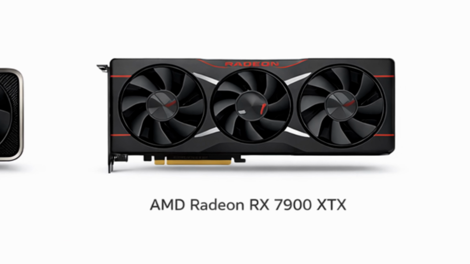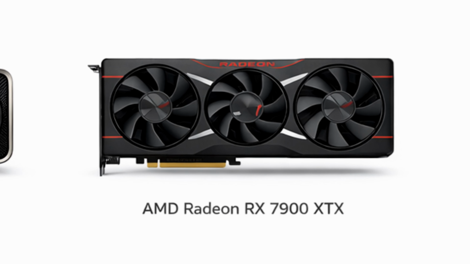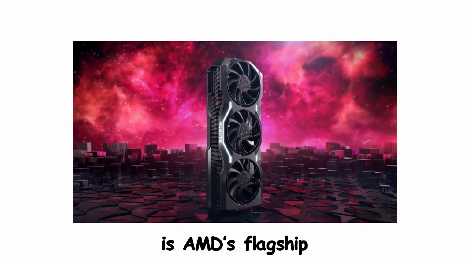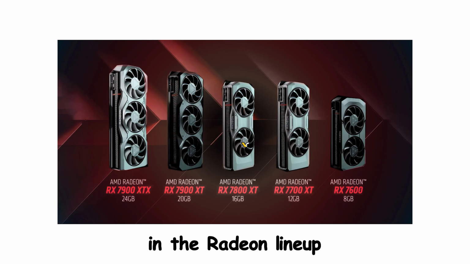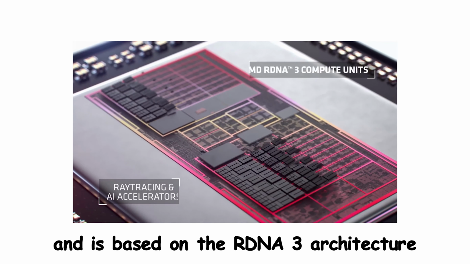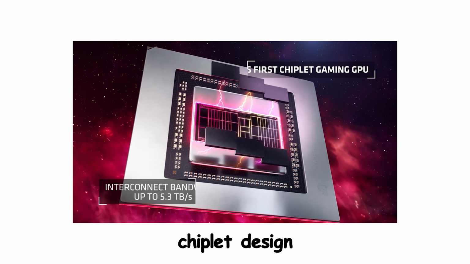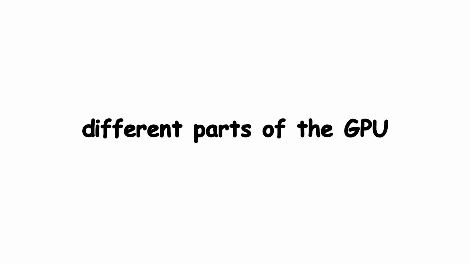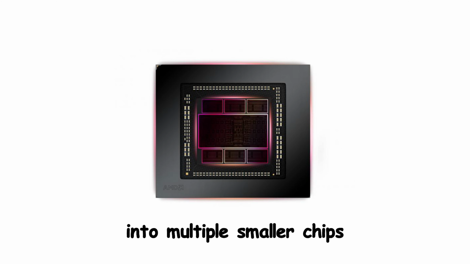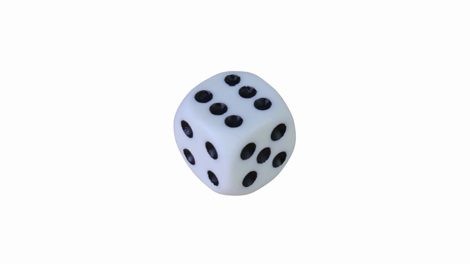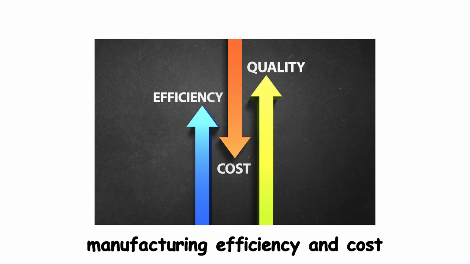AMD Radeon RX 7900 XTX. This graphics card is AMD's flagship in the Radeon lineup and is based on the RDNA 3 architecture. One of the most noticeable aspects of this card is AMD's chiplet design, which separates different parts of the GPU into multiple smaller chips rather than using a single large die. This approach helps improve manufacturing efficiency and cost.